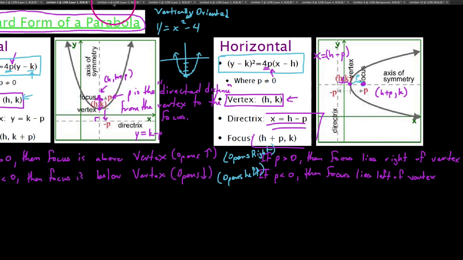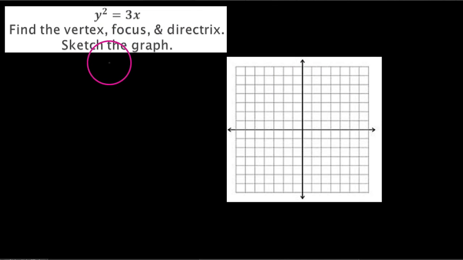So what I want to look at essentially is taking a look at a problem here, which would be nice and easy. What we want to do is find the vertex, focus, and the directrix, and then sketch the graph of this parabola right here.